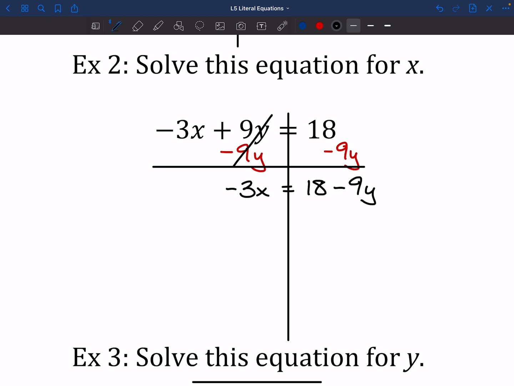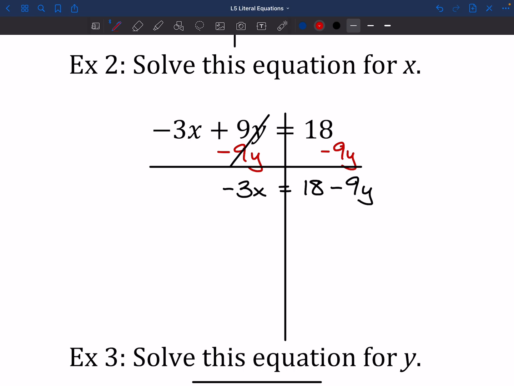We cannot combine those. All right, so after that, we only have one more thing to get rid of. We need to get rid of that negative 3 that's on the x. And remember, this is not a situation where we want a plus 3. This is a situation where we need to divide by negative 3 to get rid of that.